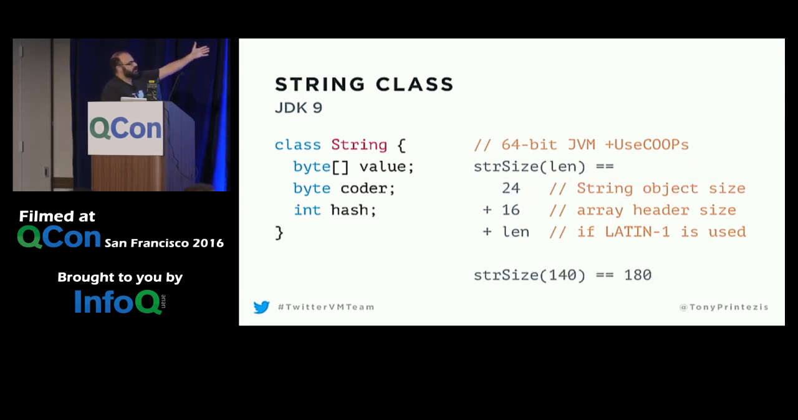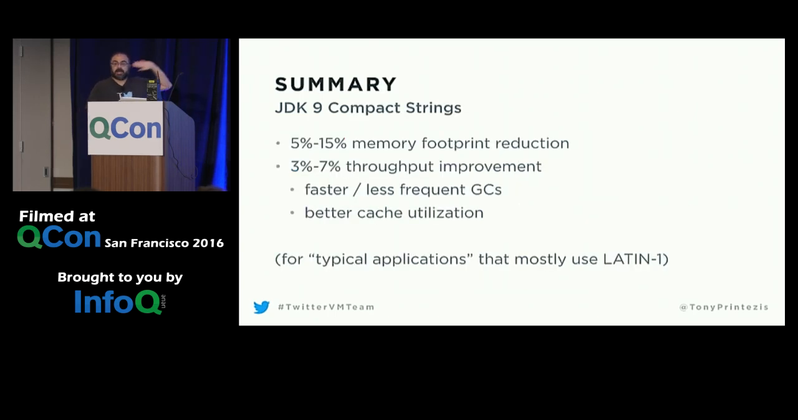And yeah, if you use only the Latin character set, you don't have to multiply the length by 2. And now the string size of a string with 140 characters goes from 320 to 180, which is a huge improvement. So, some numbers published by Oracle. For typical applications, in double quotes, whatever that means, that mostly use the Latin character set and don't use Unicode heavily, they observe a 5 to 15% memory footprint reduction, which is very nice.